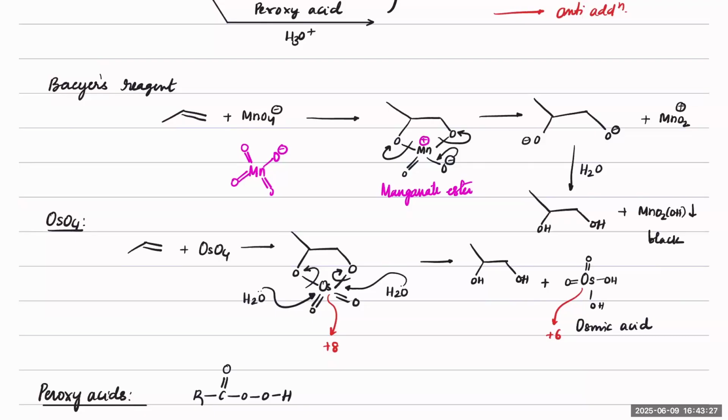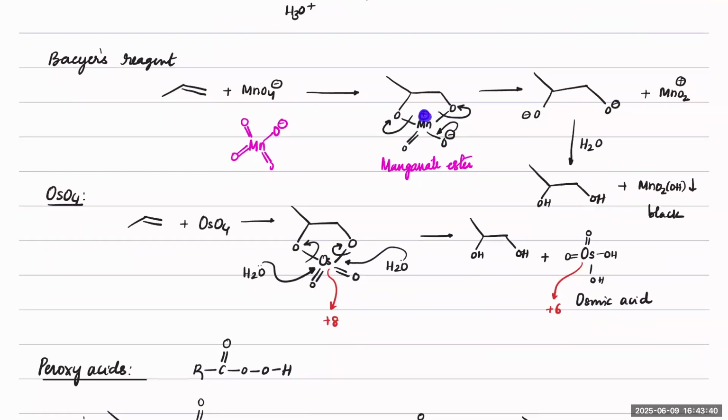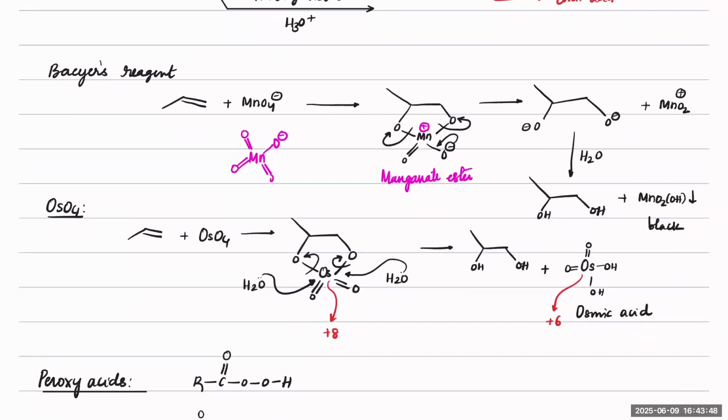And then between manganese and oxygen, the bond will break. It will become O minus. Here also the bond will break. This will become O minus. Thereby manganese will now have a +3 charge on it, isn't it? Because both of them have lost, we'll have a +3 charge on it, right? So that can be compensated by adding OH here, isn't it?